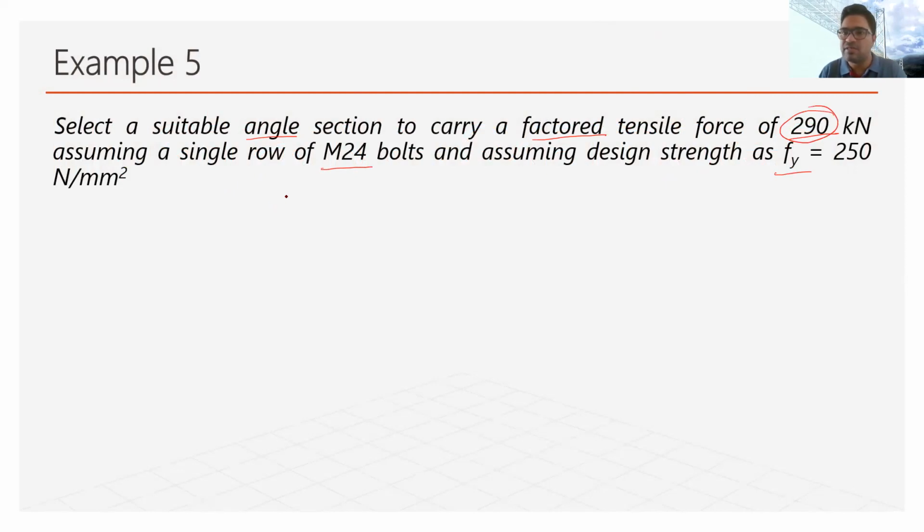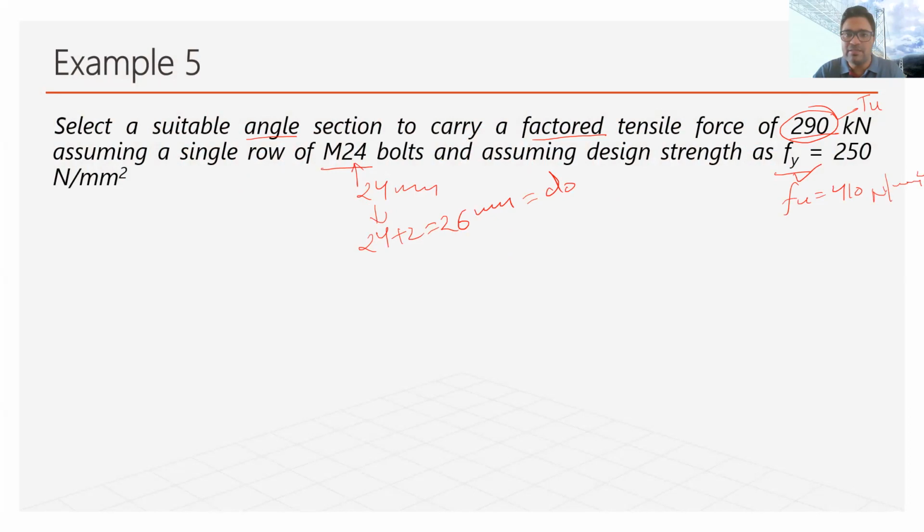The data given here is the factored tensile force, generally expressed as Tu, and the diameter of the bolt, which is 24 mm. So the diameter of the hole will be 24 plus 2, which is 26 mm. Fy value is given, and for the same, Fu value will be 410 Newton per mm square.